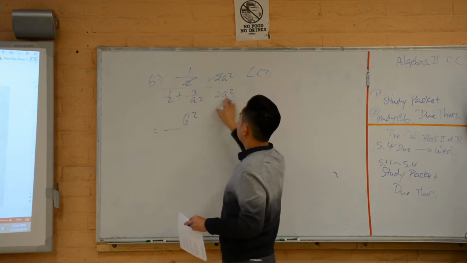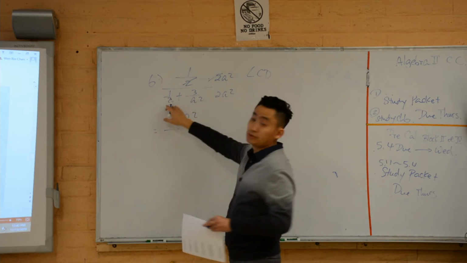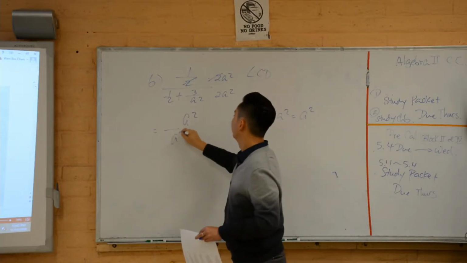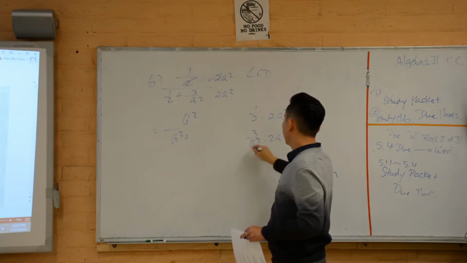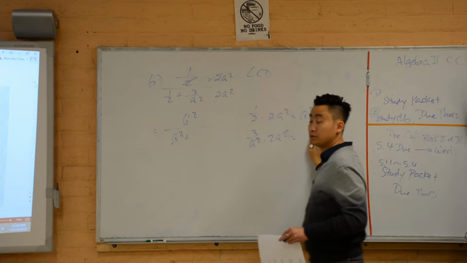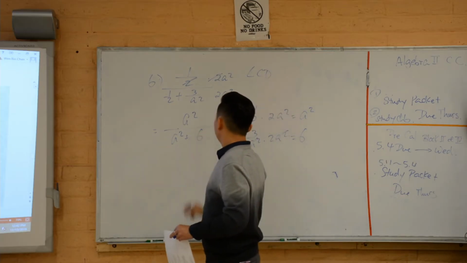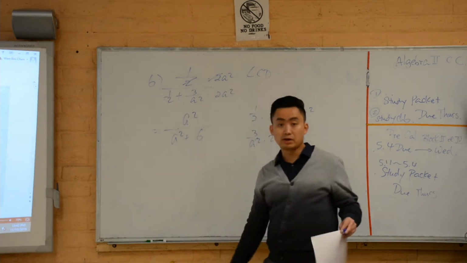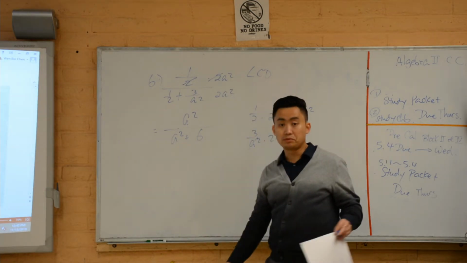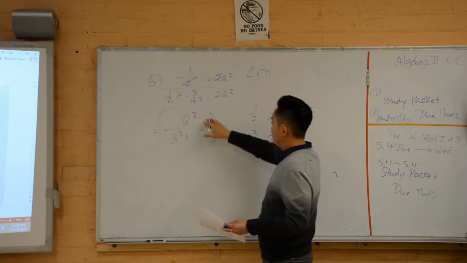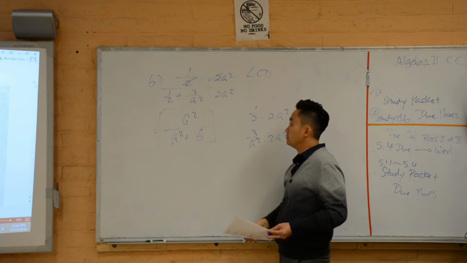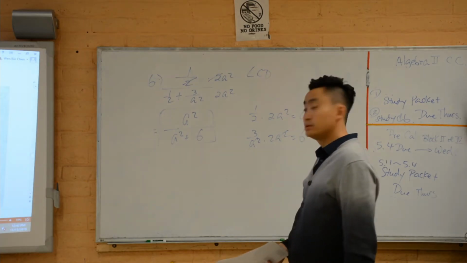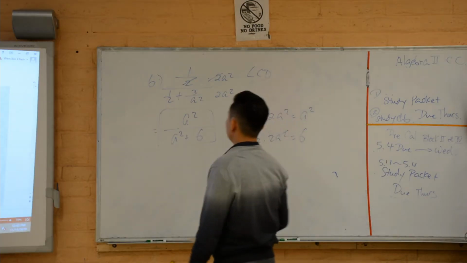And then for the denominator, a squared times 2a squared. So a squared got canceled. We got 3 times 2. And then from here, nothing we can factor. It's reducible, but the thing is, the top part is a quadratic, so there's nothing we can reduce.